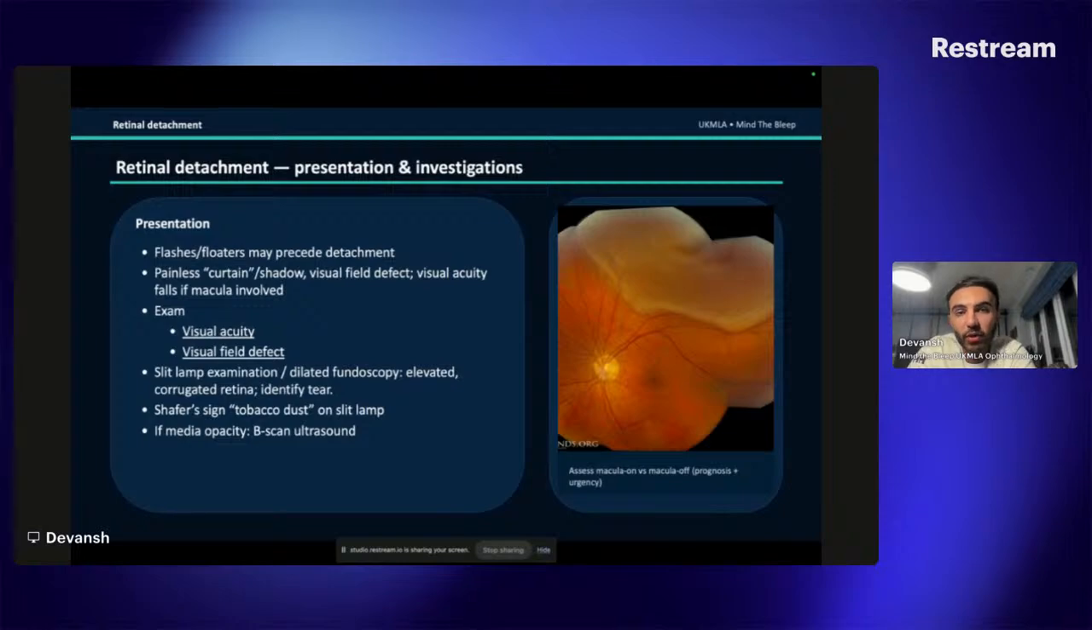And what you'd often see on a slit lamp is what we call Schaeffer's sign or tobacco dust. This is where we see cells floating around in the anterior portion of the vitreous itself. That's an indication that we've had cells from the retina detach and then are floating around in that space. That's a classic sign of retinal detachment that you'll see on slit lamp. If the ophthalmologist is not able to perform an effective slit lamp examination for whatever reason, then we can use an ultrasound scan to confirm the detachment as well.